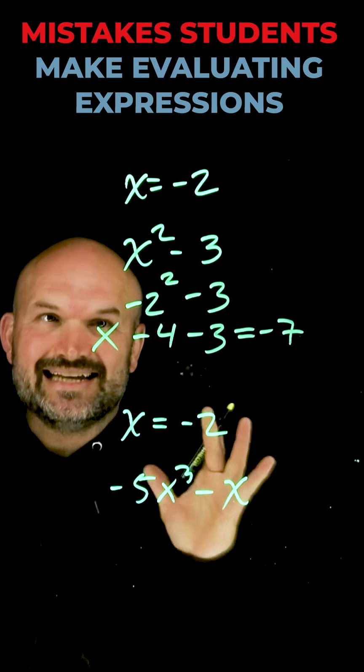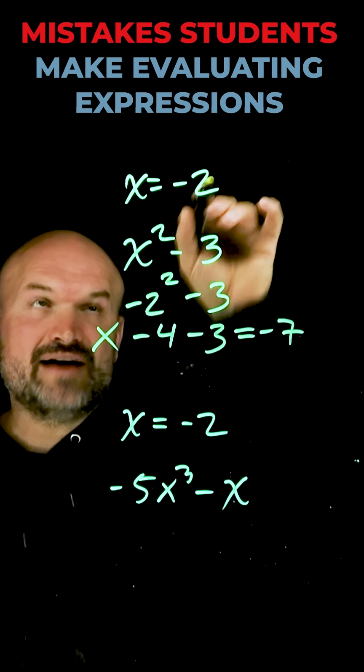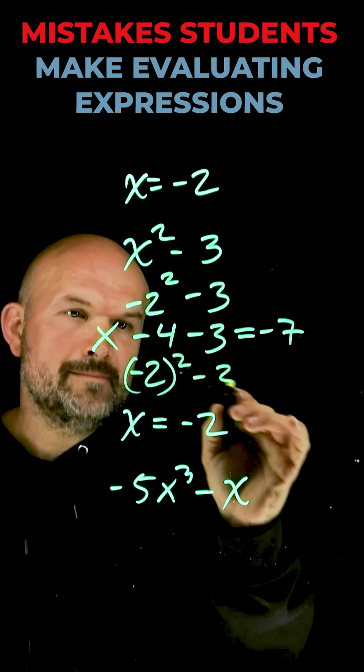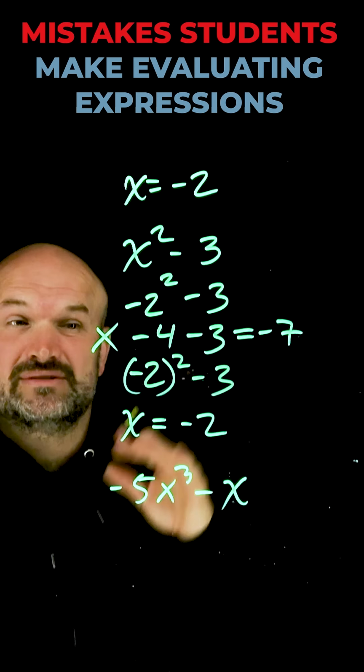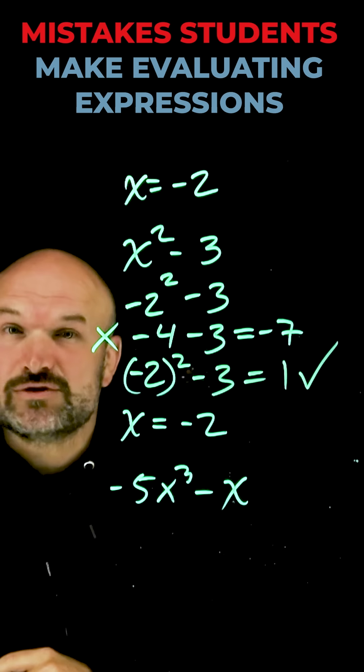Unfortunately, ladies and gentlemen, that is incorrect. Make sure you use parentheses. X squared, or when the value is -2, it's parentheses -2 squared minus 3. We're squaring the whole value of -2. Well, -2 squared is actually going to be a +4, and 4 minus 3 is going to equal 1, and that is going to be your correct answer.